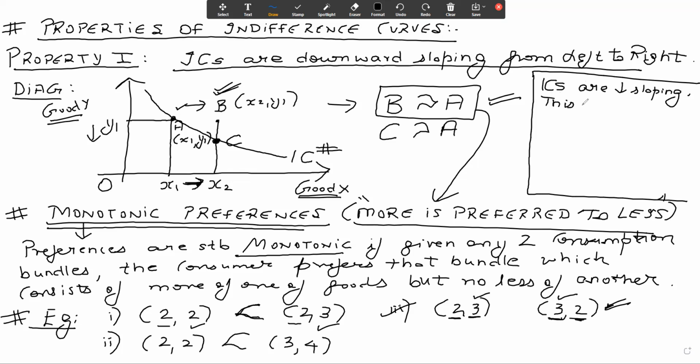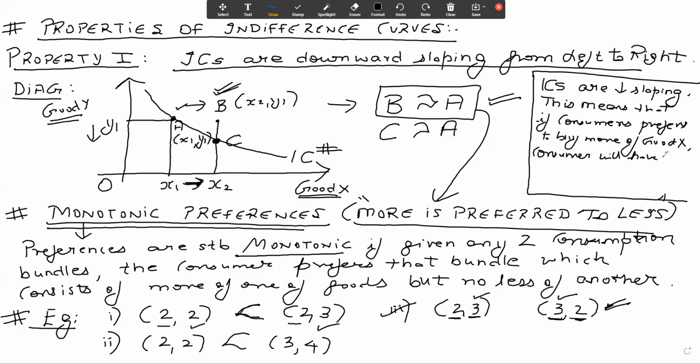This means that if the consumer prefers to buy more of good X, the consumer will have to give up some amount of good Y to be on the same level of satisfaction.